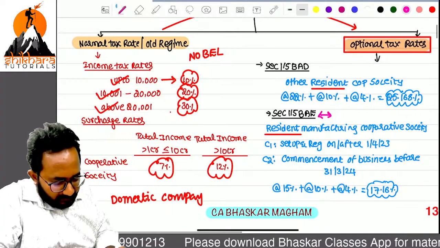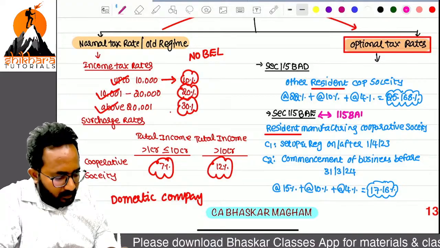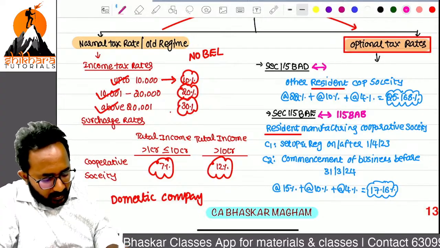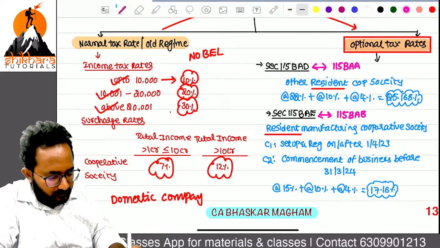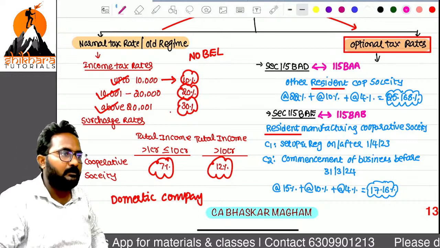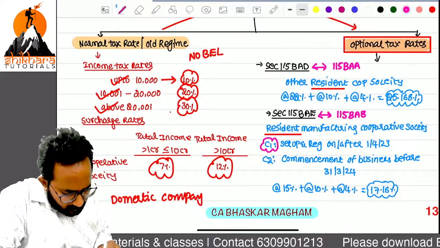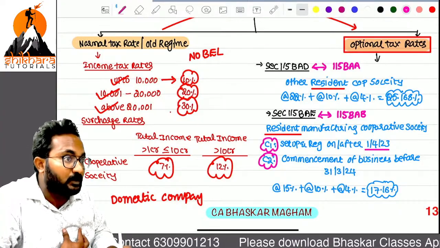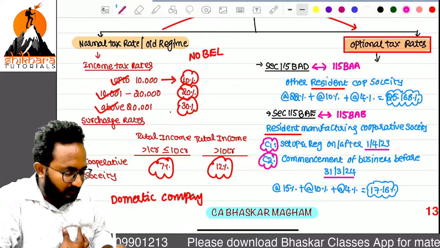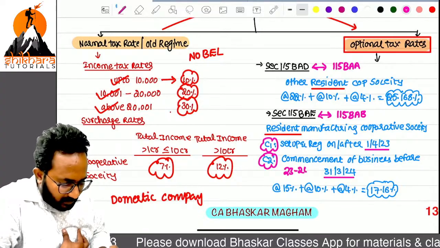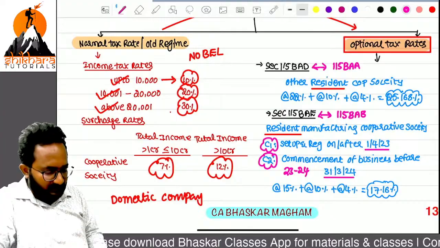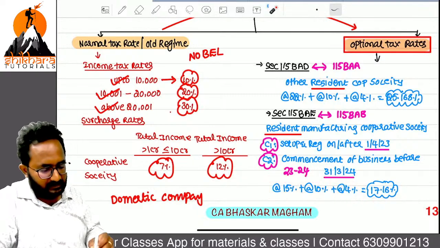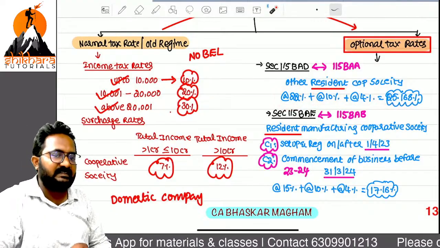That is an optional tax rate. What is that? Section 115BA. This is similar to the domestic company optional tax rate, section 115BA. Am I clear? Same conditions, but here the conditions are about the starting day, that means registration on or after which date: 1/4/2023, and the end date is 31st March 2024. That means 23-24 starting day and ending day are the conditions related to dates. The same tax rates are required to be followed. So 15 plus 10 plus 4, 17.16. 22 plus 10 plus 4, 25.168. Are you clear?